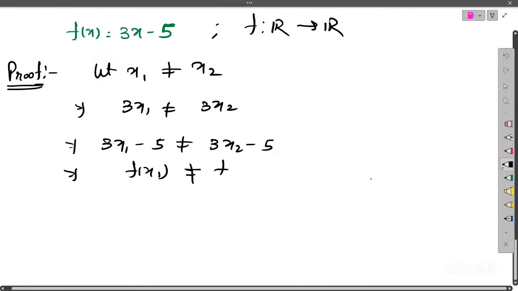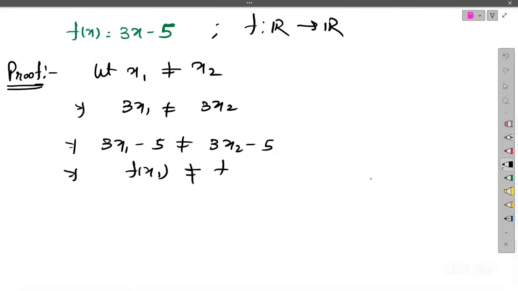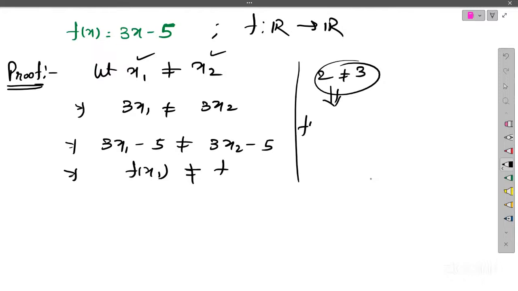In proofs, we prove the abstract part. Abstract part means here in place of x1, x2, you can take any values. So suppose you take 2 not equals to 3. Then using these steps, I can say that f of 2 is also not equals to f of 3. So here I assume x1 not equals to x2, which implies f of x1 is also not equals to f of x2.